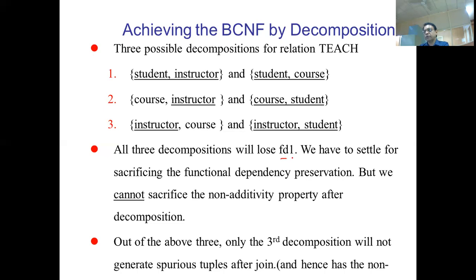We have to settle down after sacrificing functional dependency preservation. But we should not sacrifice the non-additivity property after decomposition. So out of all these three decompositions, the third decomposition will not generate spurious tuples, unwanted tuples. If we join the two relations, instructor-course and instructor-student, by using the natural join operation, there is no generation of spurious tuples. Hence, we can consider the third decomposition as a solution.